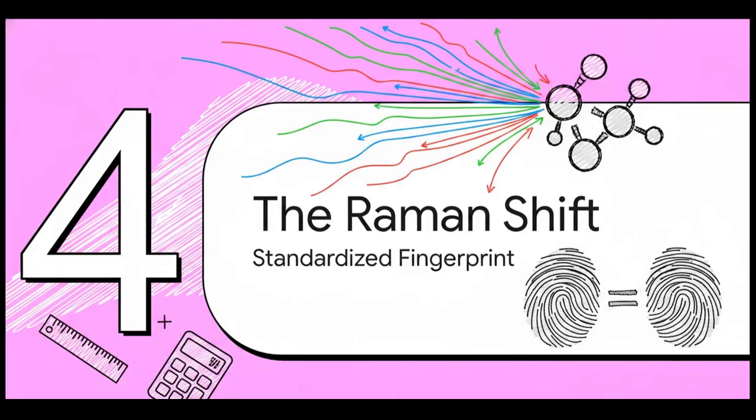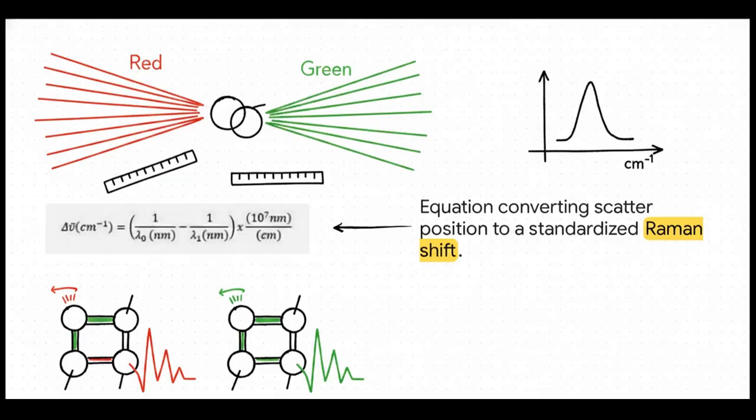Which brings us to Section 4, calculating the Raman shift, standardizing the fingerprint. Because the scattered wavelength depends completely on the specific color of the laser used by the scientist, we really need a mathematical way to standardize these molecular fingerprints across different lab instruments. Think about it. If we just measured wavelength, a red laser and a green laser would give us totally different numbers for the exact same molecule. That doesn't work.